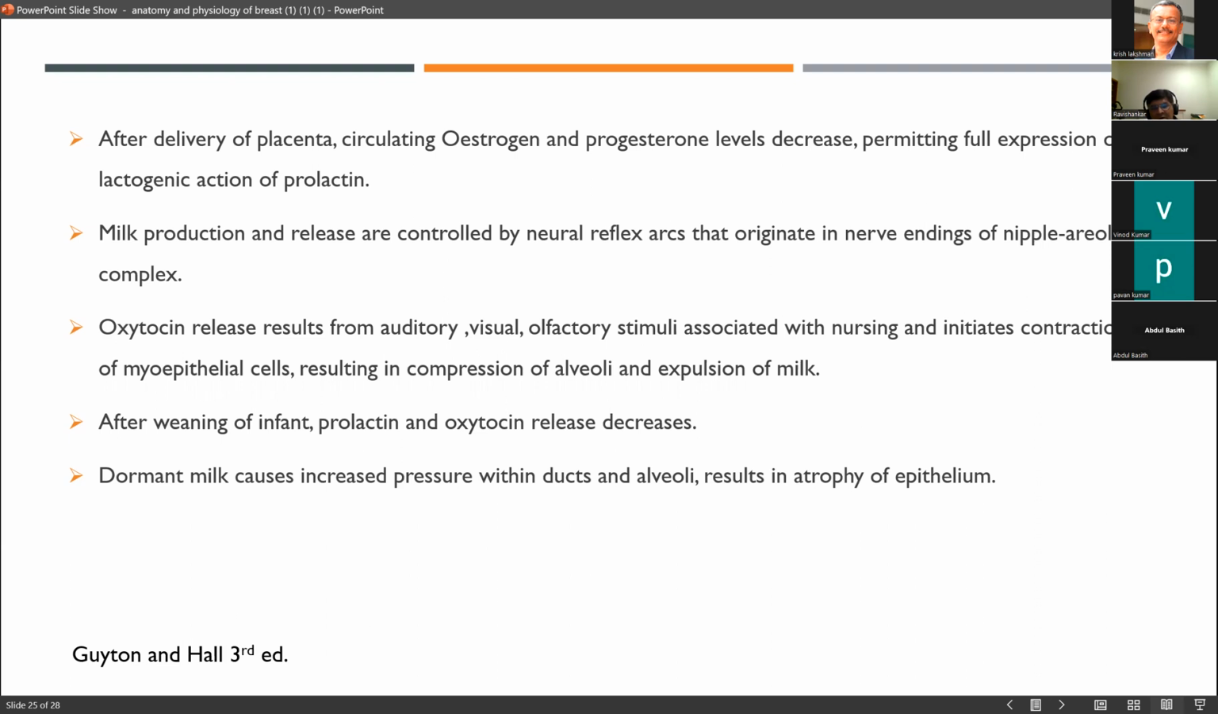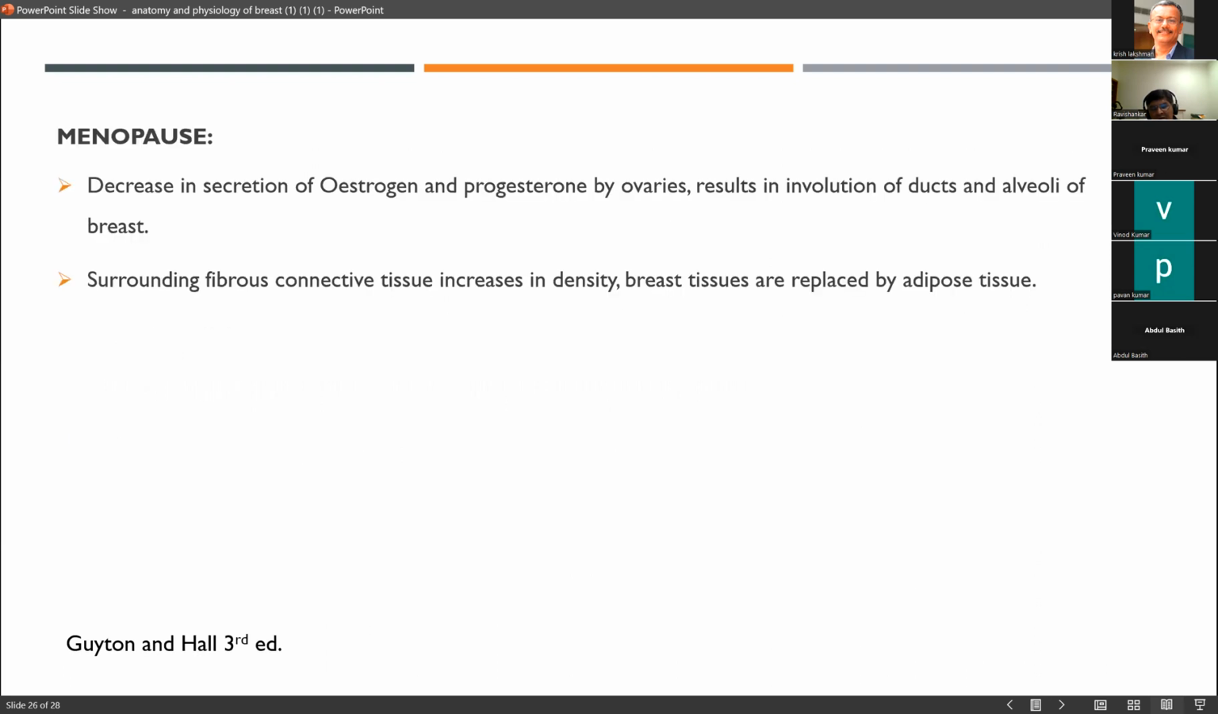After weaning of the infant, prolactin and oxytocin release subsequently decreases, and the dormant milk causes increased pressure within the ducts and alveoli, resulting in atrophy of the epithelium. During menopause, there is a decrease in secretion of estrogen and progesterone by the ovaries, which results in involution of the ducts and alveoli of the breast. The surrounding fibrous connective tissue increases in density, and slowly the breast tissue is replaced by adipose tissue.